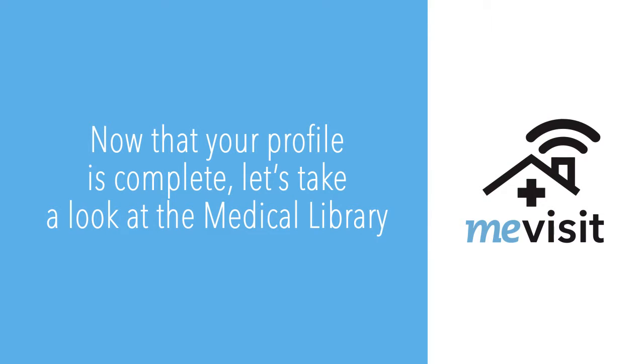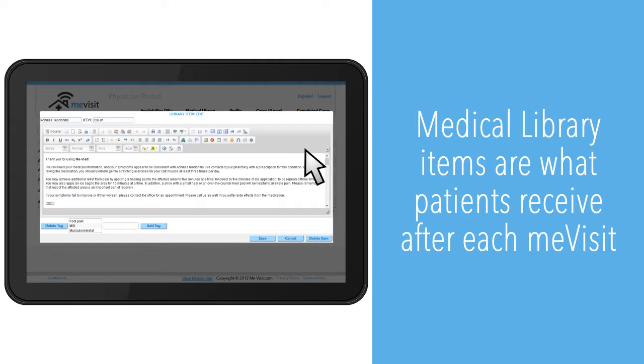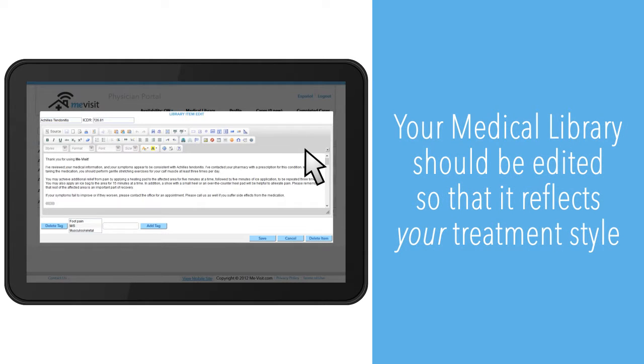Once your profile is complete, it is time to acquaint yourself with the Medical Library. The Medical Library is a collection of basic treatment plans and patient health information. Medical library items are what patients receive at the completion of a MeVisit. Just as your clinical style is unique, your MeVisit library should become personalized to you. You are expected and encouraged to review each of the items and edit them to mirror your treatment style.